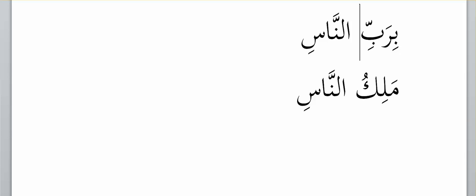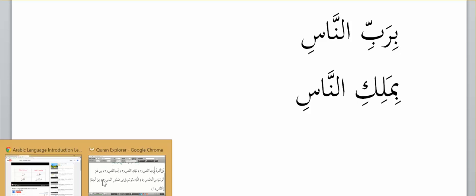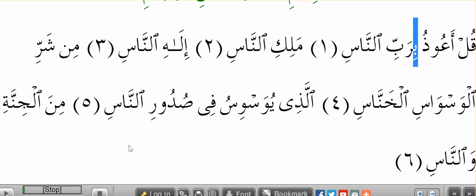So it's like saying, check this out, it's like saying bi Malikin Nas. And we put the ba there and kasra, bi Malikin Nas. That's exactly what's happening in the ayah. The ba makes the word Rabb have kasra. So we imagine the ba on Malikin Nas. We don't write it in.